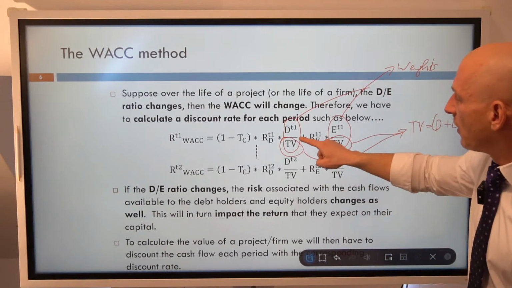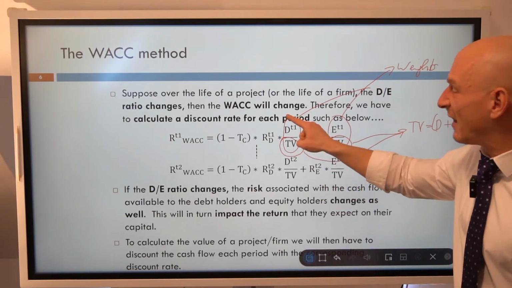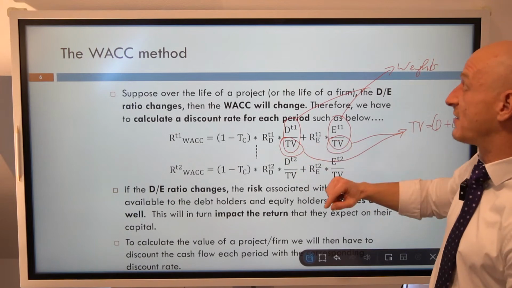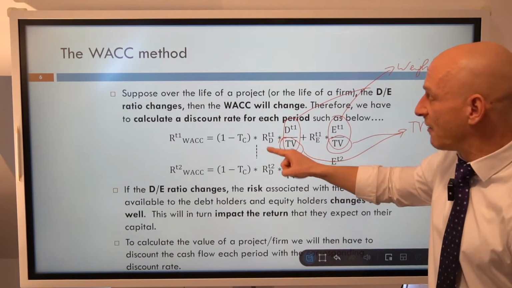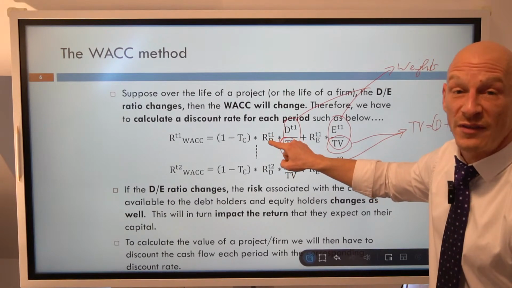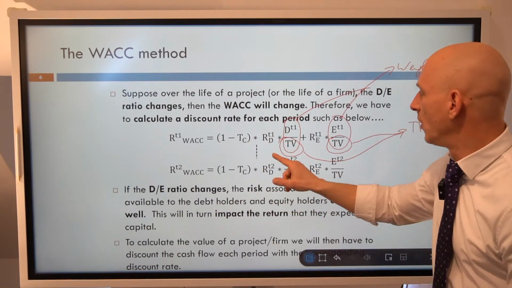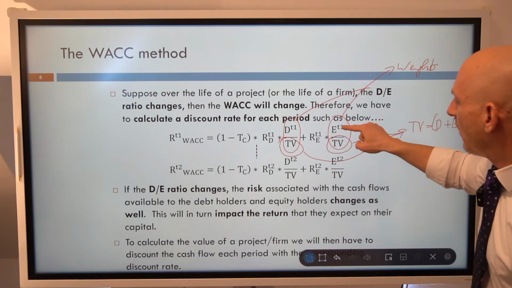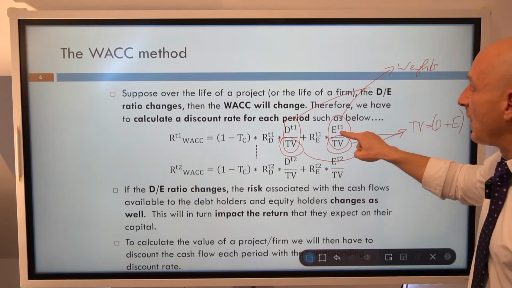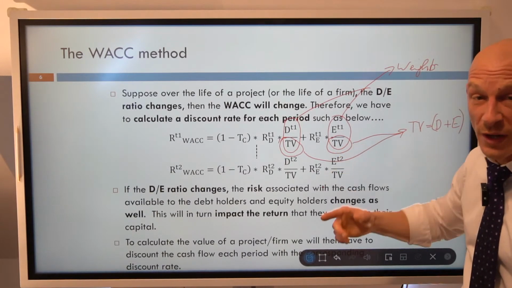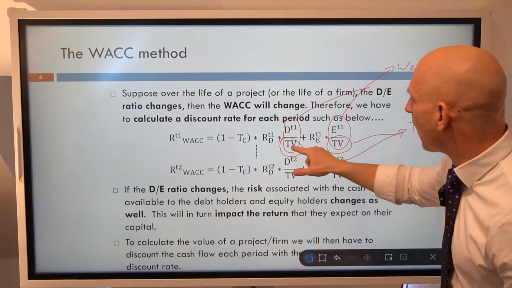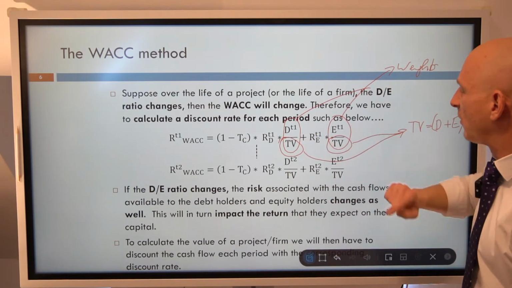So we have the weight of debt, how much debt do we have in our capital structure expressed as a percentage, multiplied with the cost of debt, RD, again, in the first year, because it could change, of course. Plus, we have the weight of equity, how much equity do we have in the first year, divided by, again, TV, which is short for debt plus equity. So those are our two weights, the weight of debt, the weight of equity.